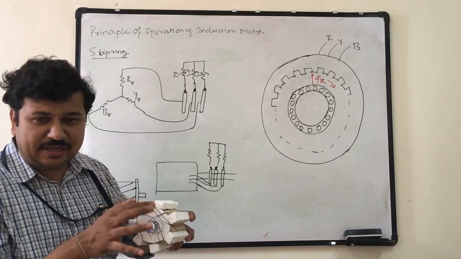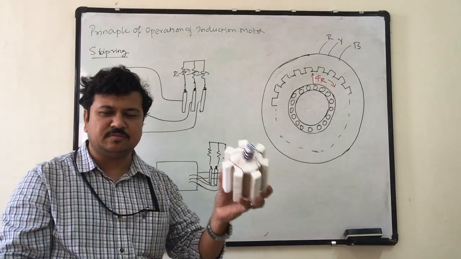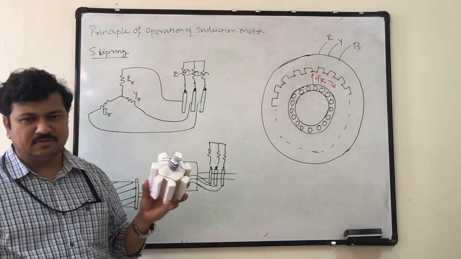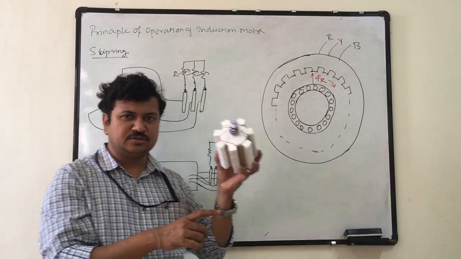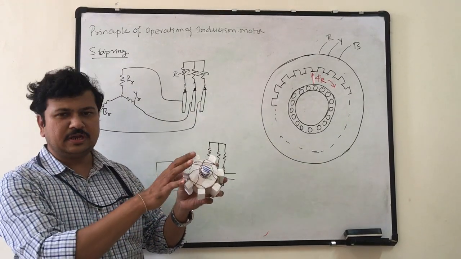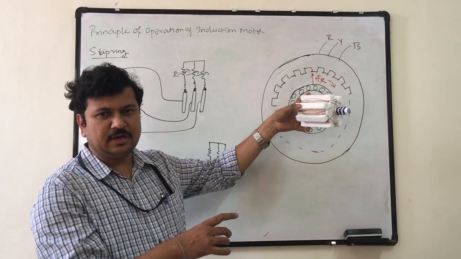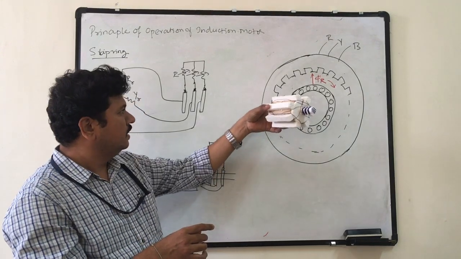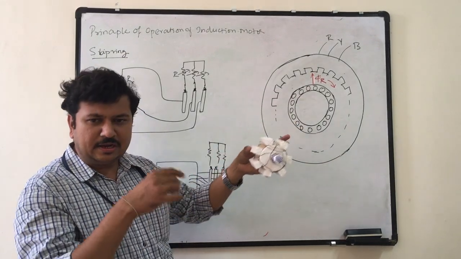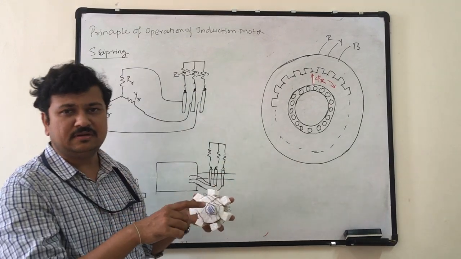Because the current is carried by these rotor conductors through induction, it is called an induction motor. There is no physical contact between the stator and the rotor. Therefore, the current conducted in the rotor is through induction.